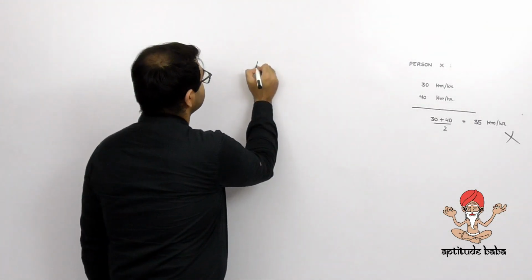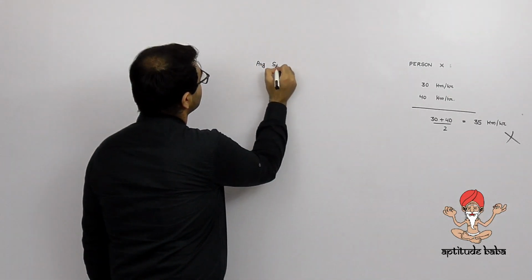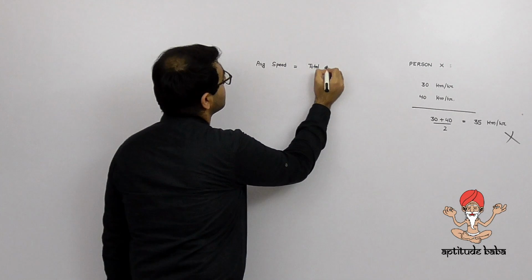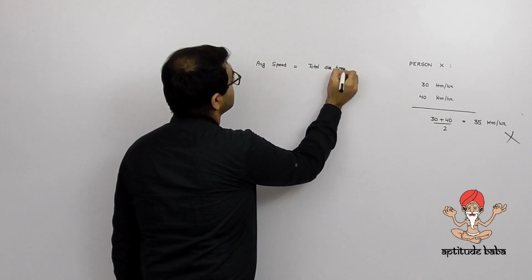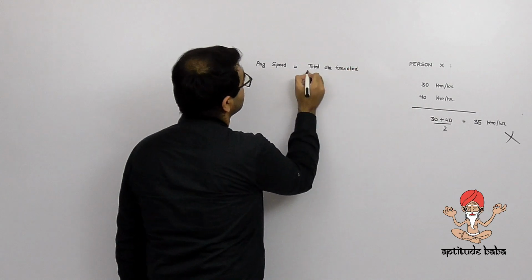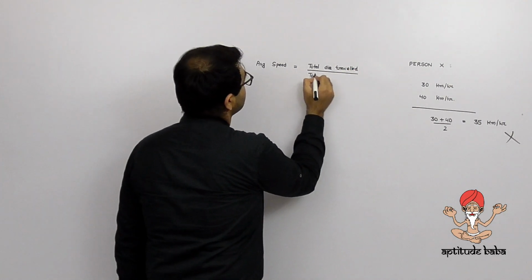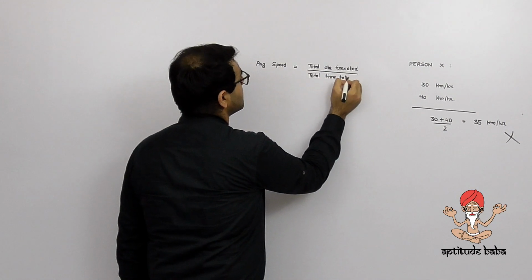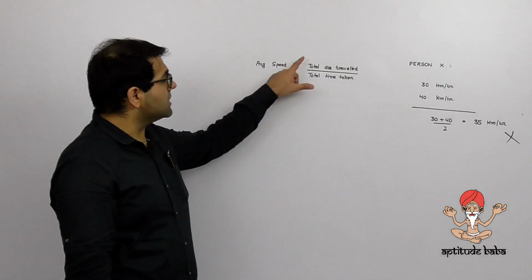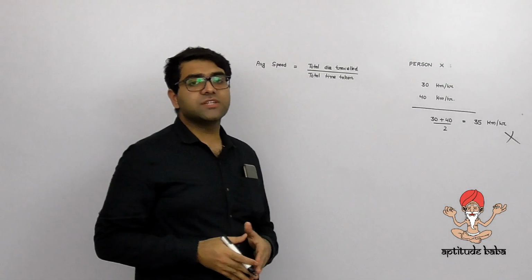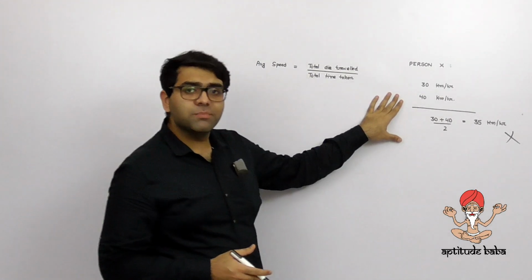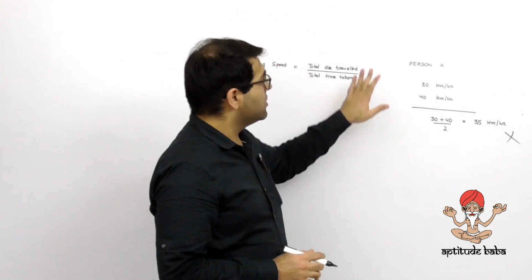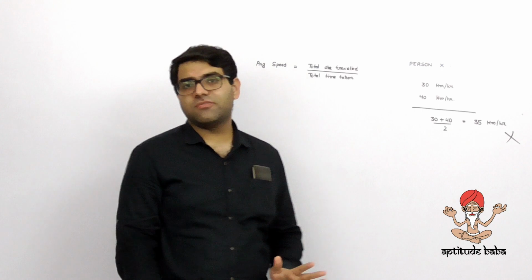Mathematically, average speed is defined as the total distance traveled over the total time taken. So whatever is the total distance that you are traveling and whatever is the total time that you are taking to travel that distance comes into consideration, and then total distance traveled by total time taken gives us the average speed. In this particular example at hand, you have nothing to deduce the total distance or the total time. Therefore, for person X, you cannot just find the average speed.